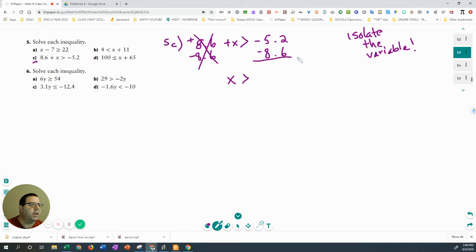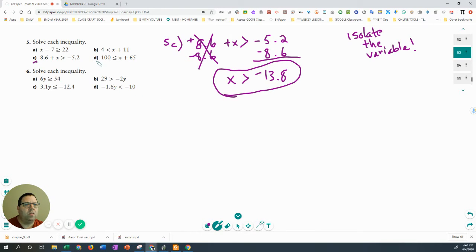And what does this add up to? This is one of the most important things you need for grade 10, not to get tripped up here. We've got negative 5.2 plus a negative 8.6, or you could say subtract a positive, but nevertheless, this is going to become negative 13.8, okay?